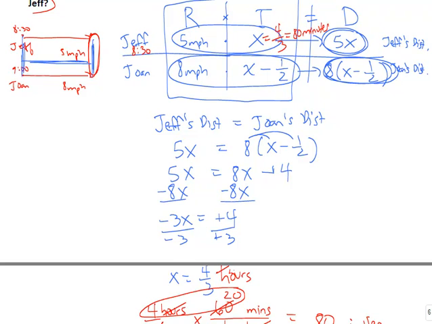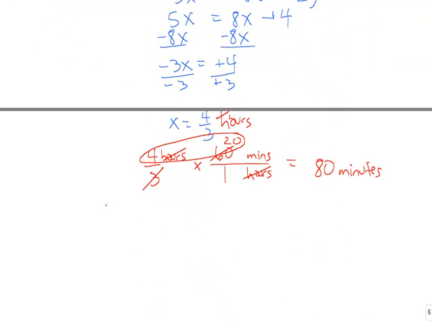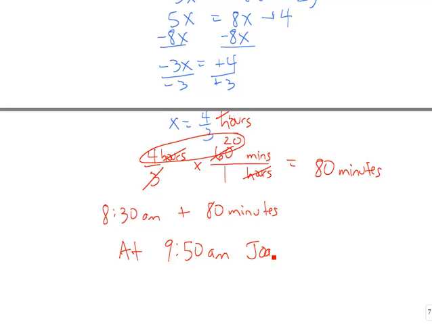So let's get some space down here. 8:30 a.m. plus 80 minutes later is what clock time? Well, 60 minutes later would be 9:30, and I need 20 more minutes to get up to 80 minutes total. So 9:30 plus 20 more minutes puts me at 9:50 a.m. So at 9:50 a.m., Joan catches Jeff. Okay, that's a tricky problem.